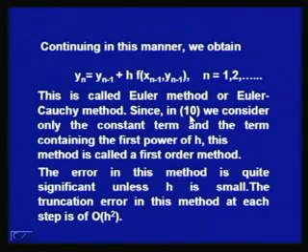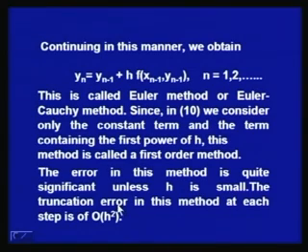Now, in the Taylor series which occurs in (10), we consider only the constant term and the term containing the first power of h, because we have neglected all the terms which contain h square and higher powers of h. So, this method is called a first order method. The error in this method is quite significant unless h is small.